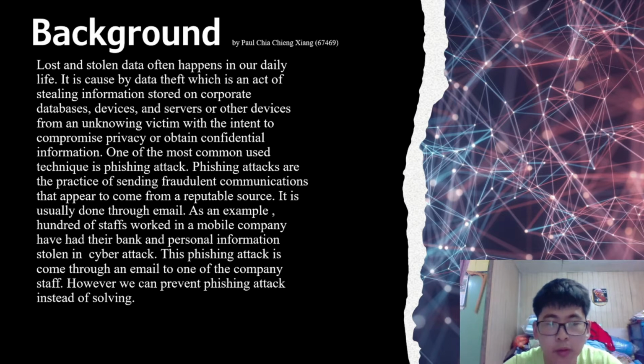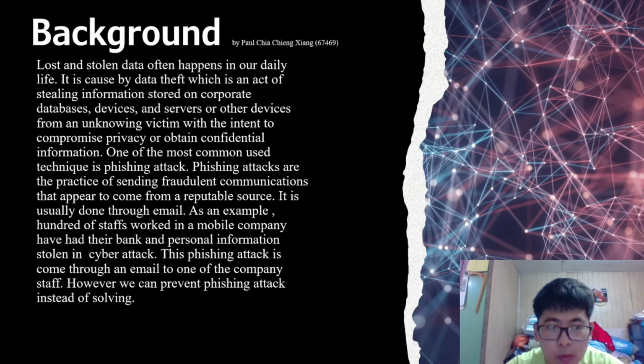Now I'm going to present about the background of lost and stolen data. Lost and stolen data often happen in our daily life. It is caused by data theft, which is an act of stealing information stored on corporate databases, devices and servers or other devices from an unknowing victim with the intent to compromise privacy or obtain confidential information.